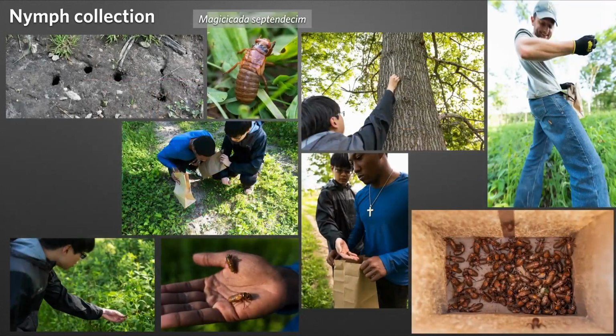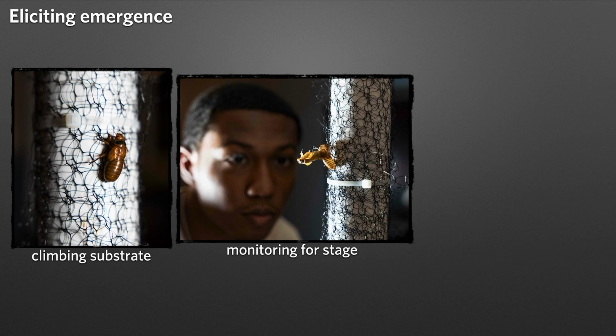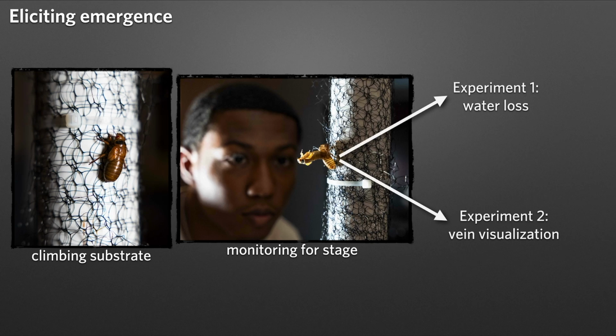So what do we do? So the nymphs coming out of these holes, they usually come out in the late afternoon or evening. We collected them like mad. We collected lots of them. And then we put them on a PVC pipe that was wrapped with plastic mesh, allowed them to climb up. And then we simply monitored and let them do their thing of popping out. And then we did two experiments. We did a water loss experiment, and then we did a vein visualization experiment.